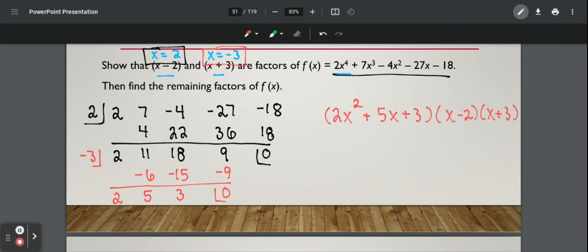So then the only thing you have left to do is decide, can you factor that 2x squared plus 5x plus 3? And what you find is that it actually does factor again into 2x plus 3 times x plus 1, and then times x minus 2 times x plus 3. So that would be how you could factor out that 4th degree polynomial given 2 of the factors to start.